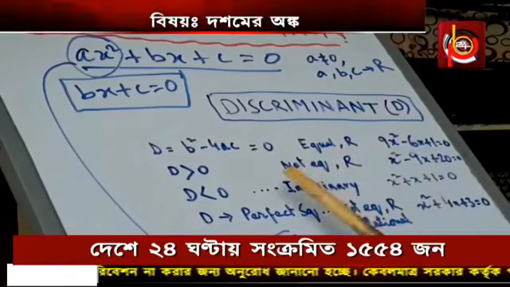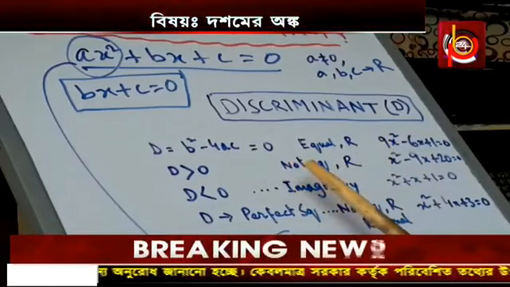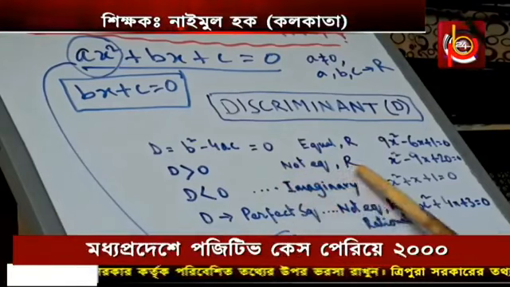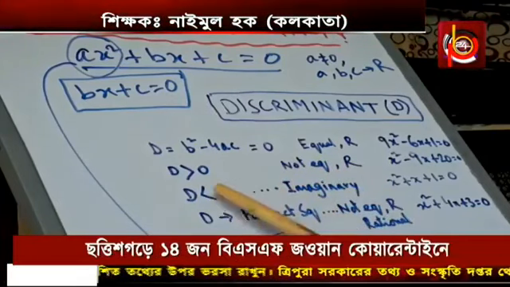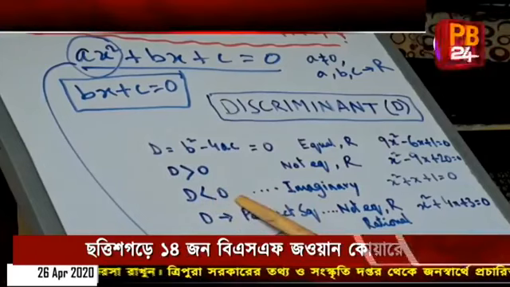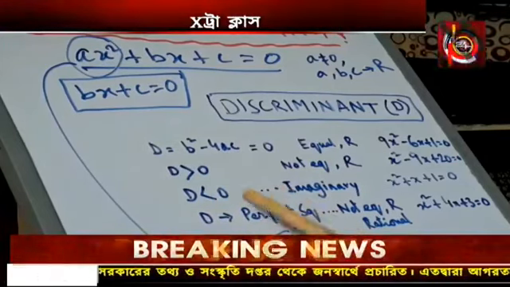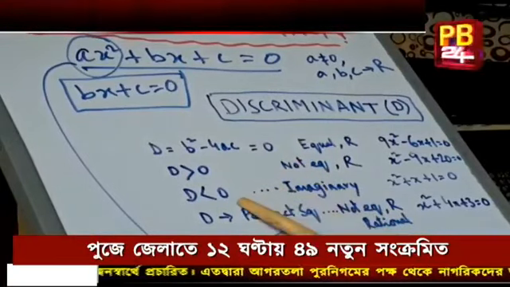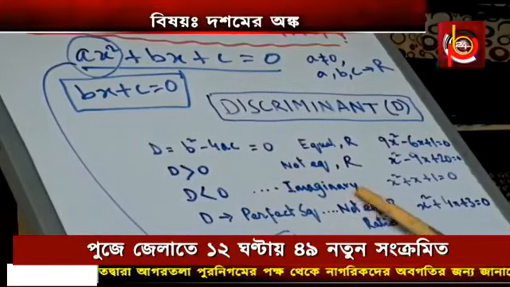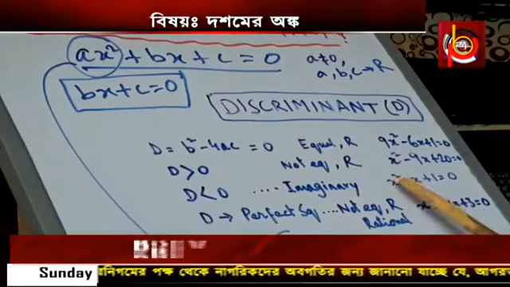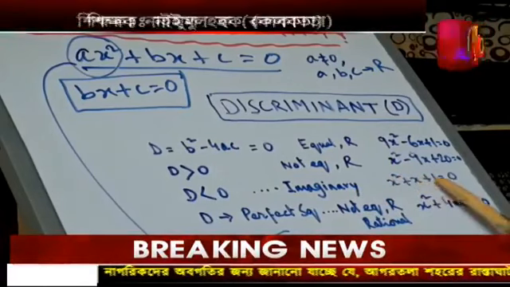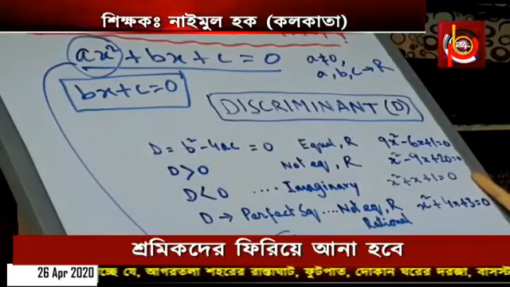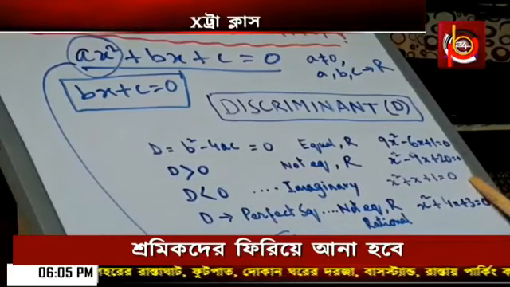Now, the very important one is this: in future, when you are in class 11 and 12, you will get an elaborate chapter on complex numbers. When D is less than 0, meaning b square minus 4ac is negative, then the roots are imaginary. We can give one example: x squared plus x plus 1 equals 0. This is one of the examples of an equation whose roots are imaginary.